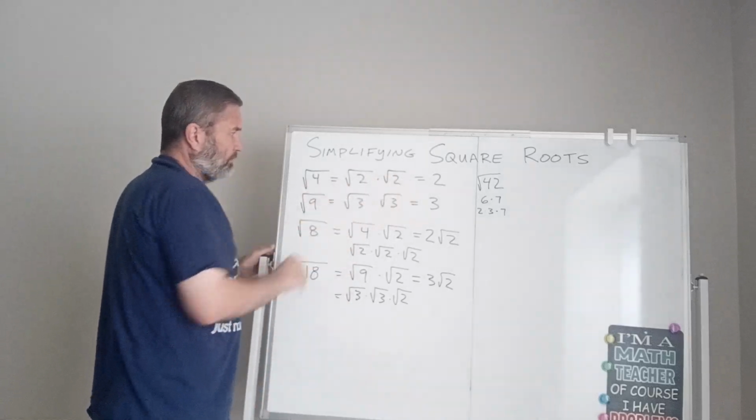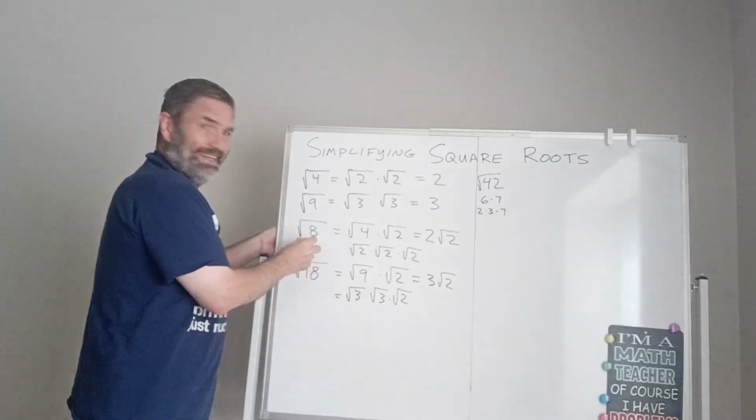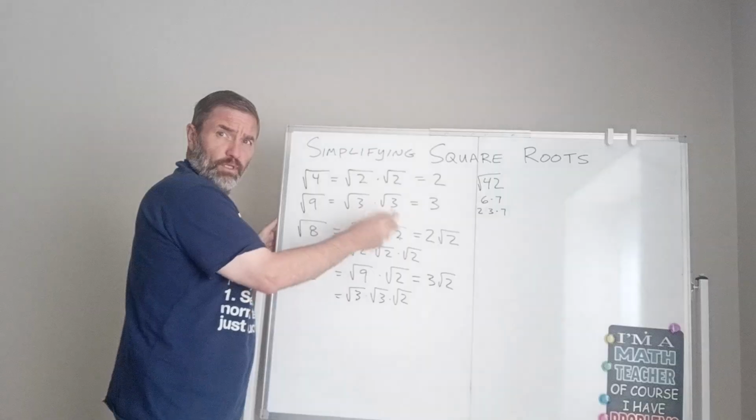Now, I did square root of 4, square root of 9. Those are typically the easiest ones to start with. Notice then I went to 8. Well, what is 8? 8 is 4 times 2, which then breaks down into the square root of 4 times the square root of 2.